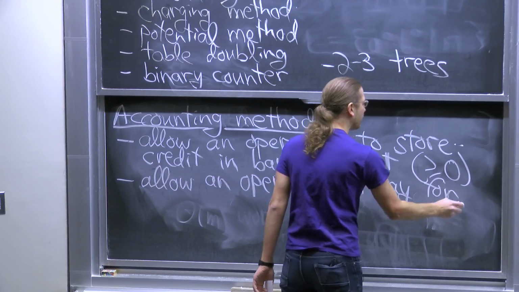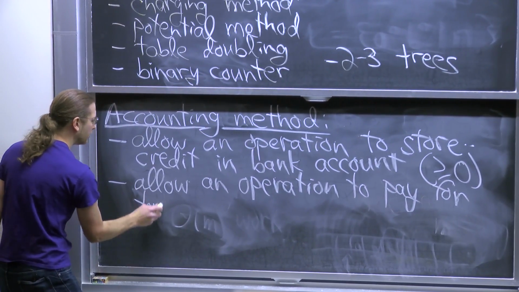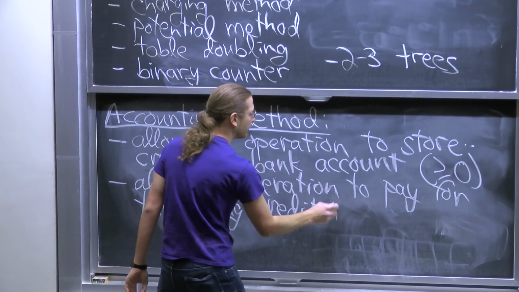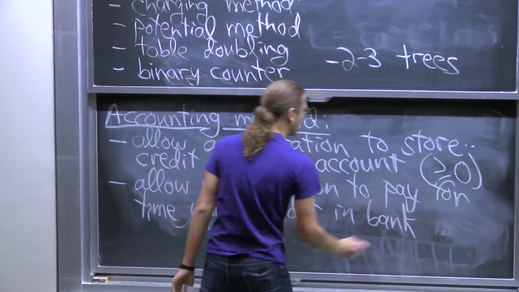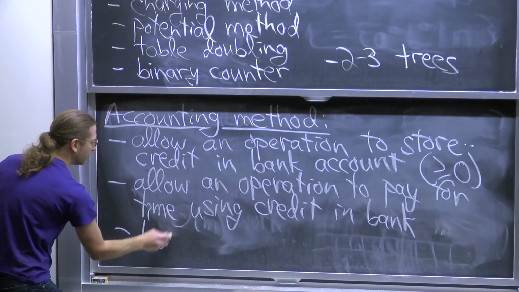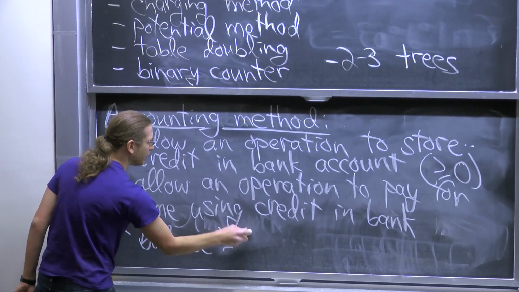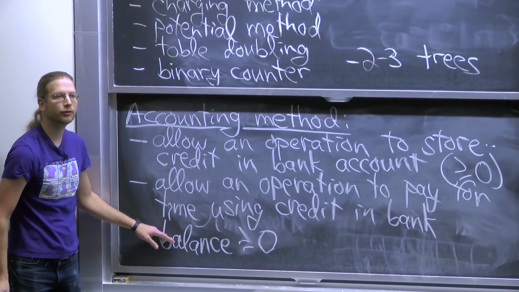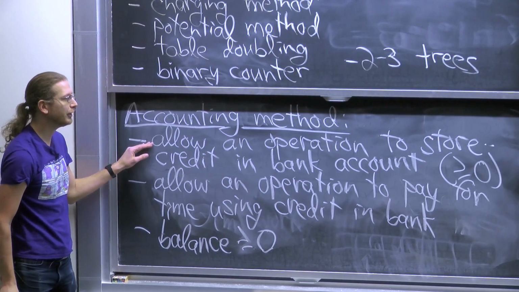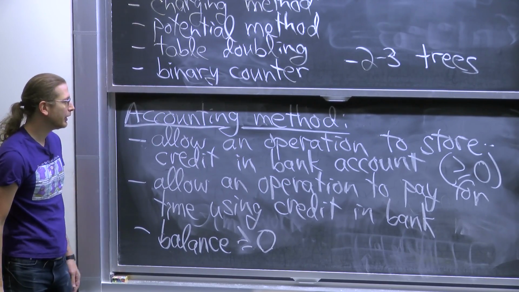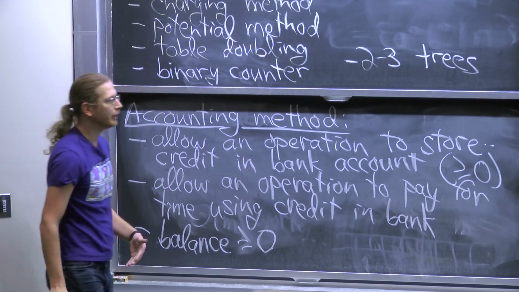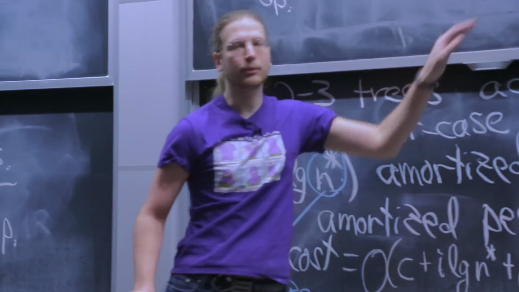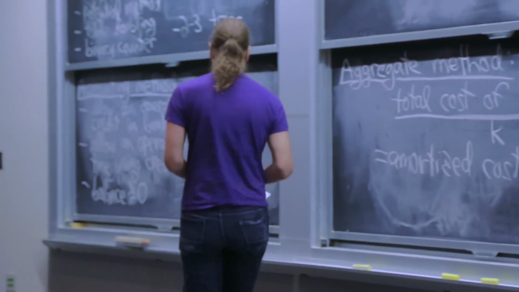And you can pay for time using the credit that's been stored in the bank. As long as the bank balance remains non-negative at all times, this will be good. But the bank balance is a sort of unused time. We're paying for it to store things in there. If we don't use it, well, we just have an upper bound on time. As long as we go non-negative, then the summation will always be in the right direction. This inequality will hold.